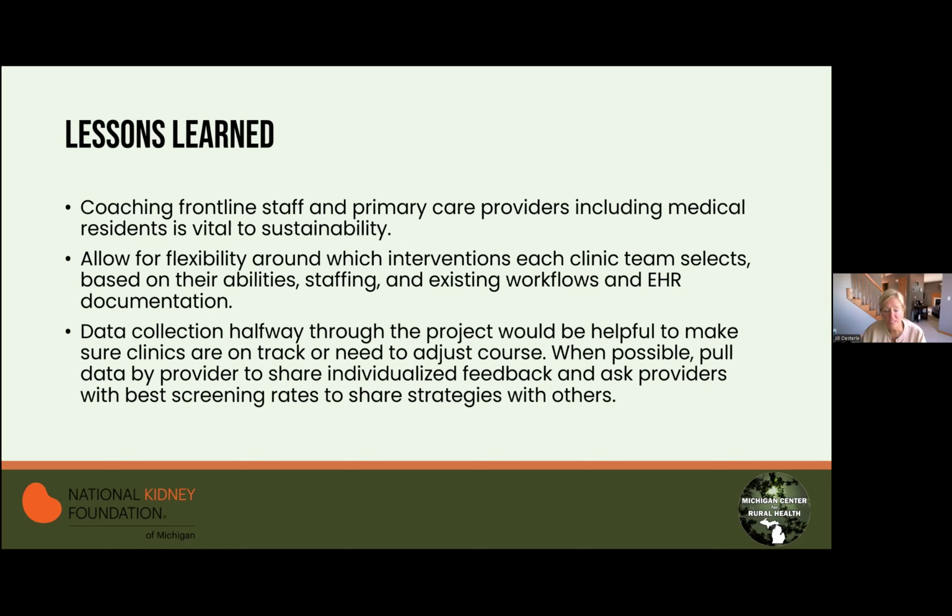Additional lessons learned were coaching the frontline staff and the primary care providers, really giving them the opportunity to ask questions in some of our collaborative work. We definitely had some flexibility. Each clinic did things a little differently, knowing what and how their team worked best around some of the challenges and some of the resources that we provided. We did do some data collection. I'm really excited to share some of the work that we did.